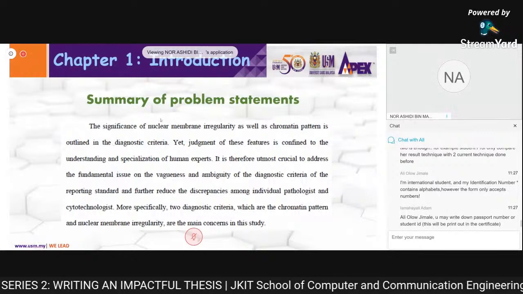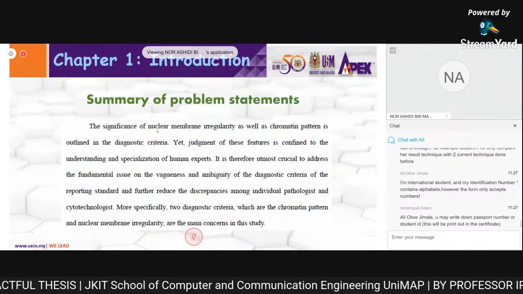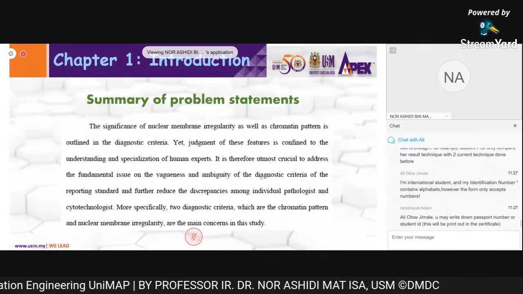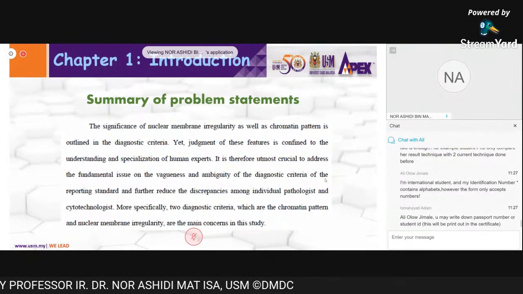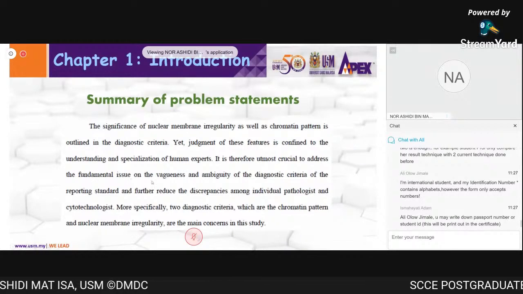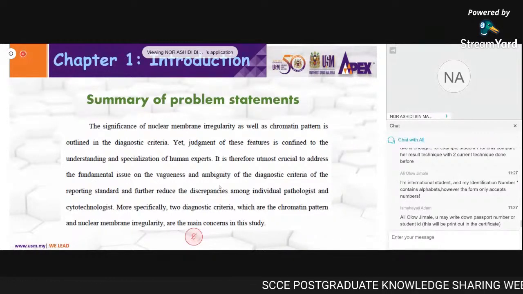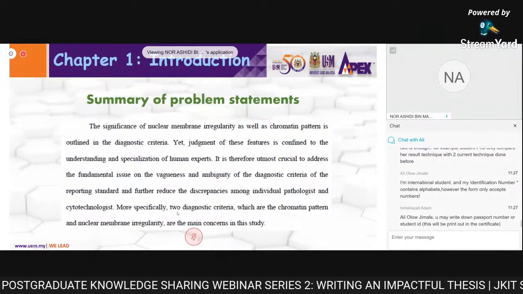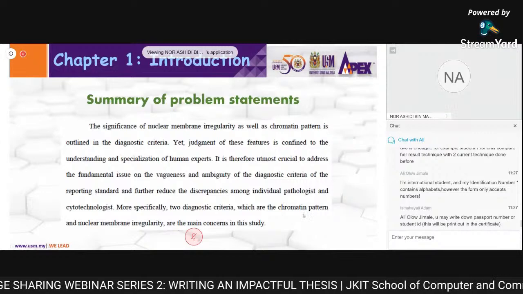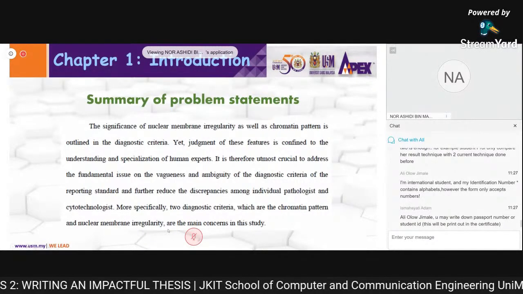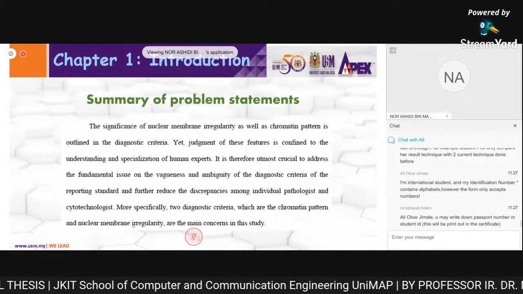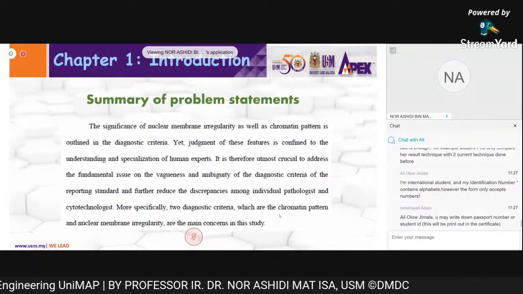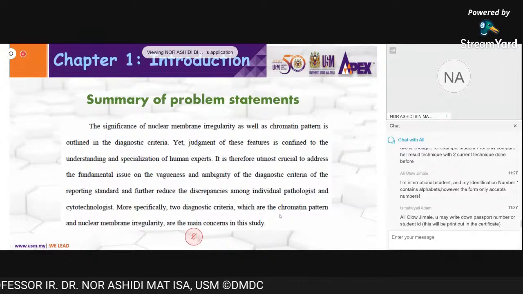Okay, summary at the end of the day. So you summarize everything. So we have a research gap 1, gap 2, whatever. It seems that we need to address the fundamental issues on the vagueness and ambiguity of the diagnostic criteria. So in that case, the two diagnostic criteria, which are the chromatic patterns and nuclear membrane integrity, will be focused in the study. So these are the main two important keywords or areas.